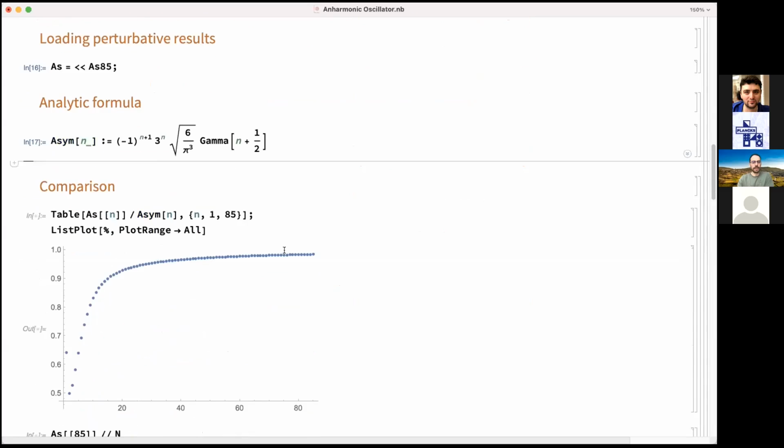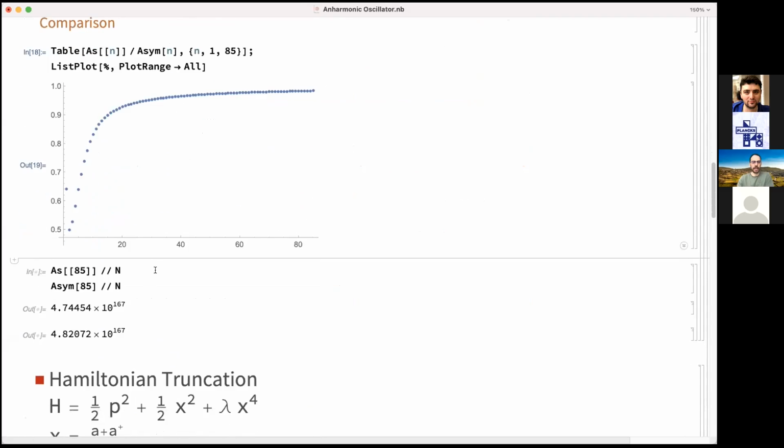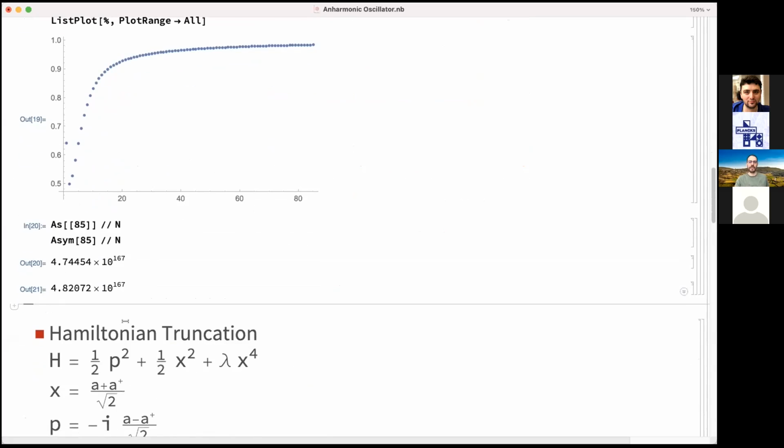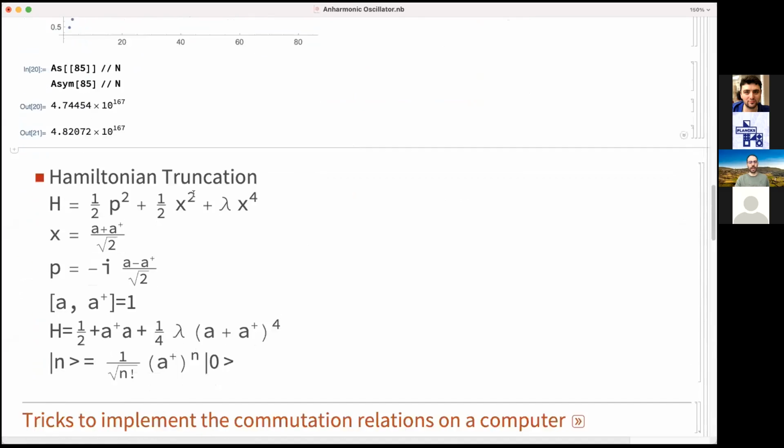And here is the asymptotic formula. And here I'm showing you the ratio. Okay, so the ratio approaches 1. So this asymptotic formula indeed works. You can check everything numerically. So for example, here for 85, the exact result is 4.74, and this one 4.8, 10 to the 167, a gigantic number. So this is the perturbative part you can play with.